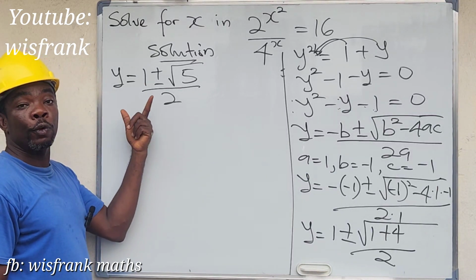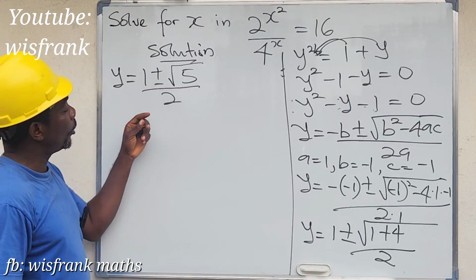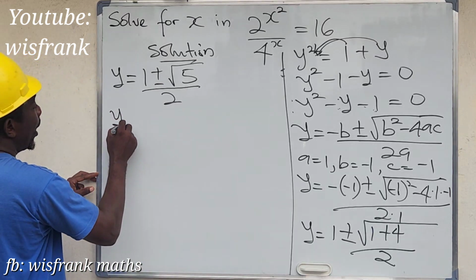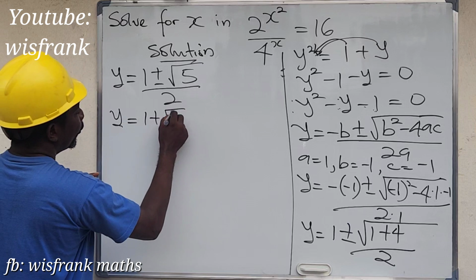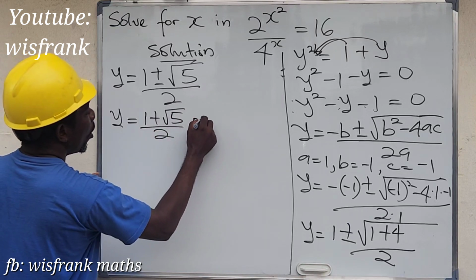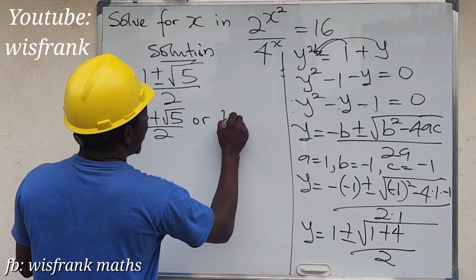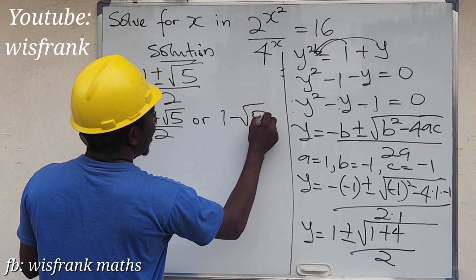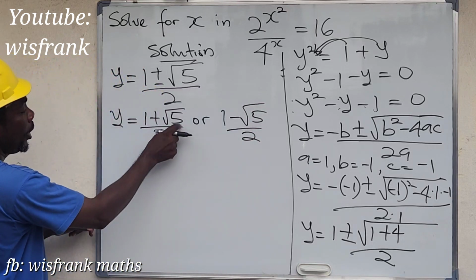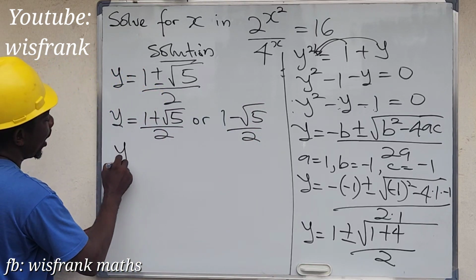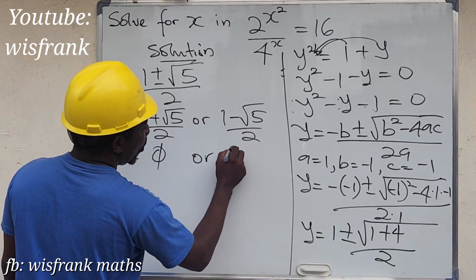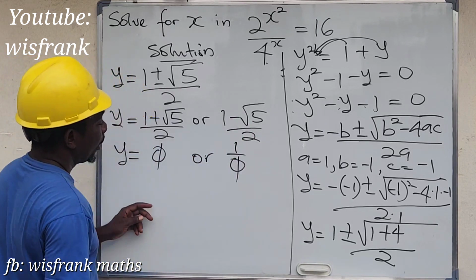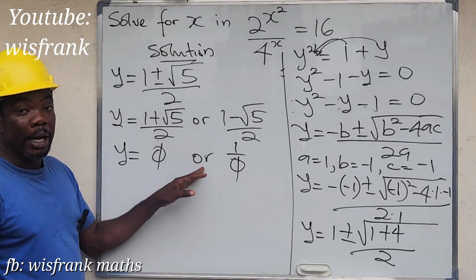Inside here we have two values of y, which is plus or minus. So y equals, the first one, 1 plus square root of 5 all over 2, or we have 1 minus square root of 5 all over 2. So this is the value of y that we have.